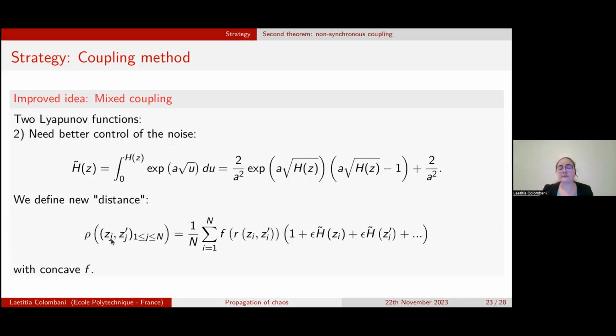So here Z_j will be the first original system of particles, and Z prime j will be the limit one. And the new distance will be given by the mean of the concave function f of the L1 distance between both. And we will multiply it by 1 plus the Lyapunov function for the first particle and the Lyapunov function for the second particle, and some interacting term with the Lyapunov function at the end. So all the information will be in the new distance.